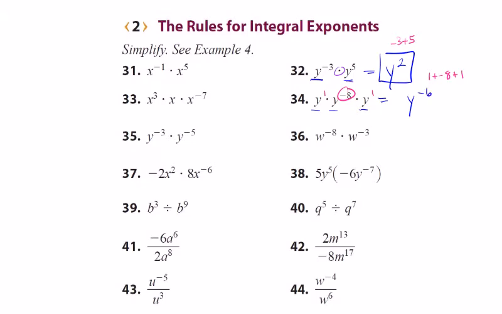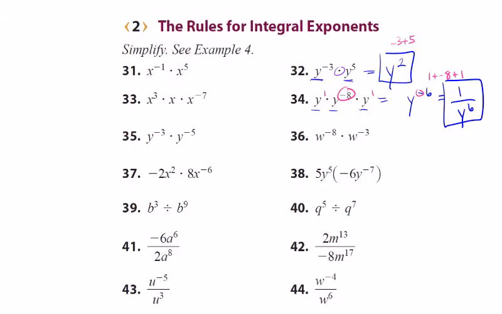So we're not done here because we have a negative exponent. So we're going to change the position of the base, and that will change the sign of the exponent to positive. So in other words, we drop it, and that's how we end up with a simplified answer with a positive exponent.